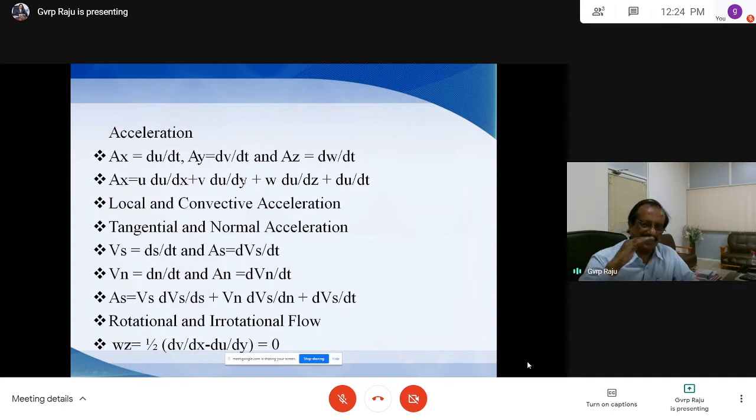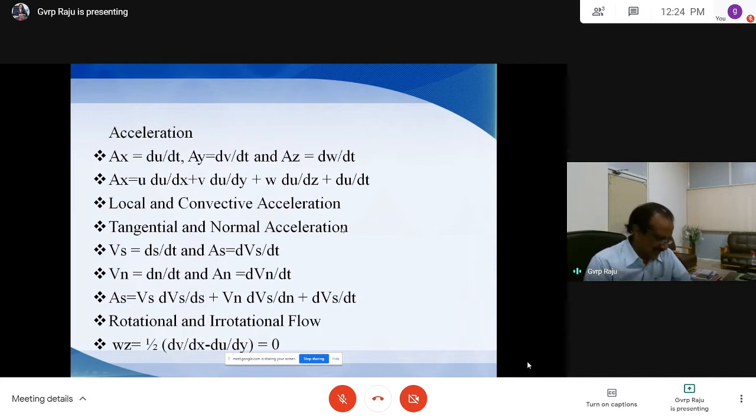Uniform flow means velocity does not change with reference to distance. Uniform flow means the fluid velocity doesn't change with distance at a particular time. Very, very important for objective type questions. Local acceleration is 0 for steady flow. Convective acceleration is 0 for uniform flow. So local acceleration is velocity change with time. Convective acceleration is velocity change with distance.